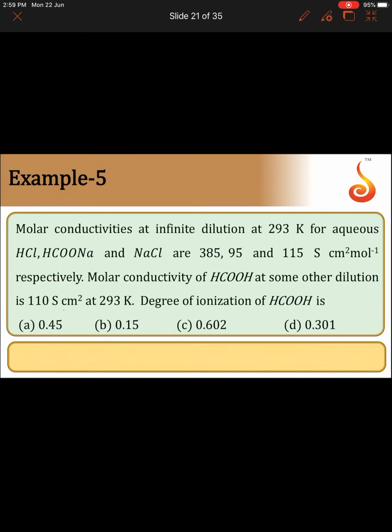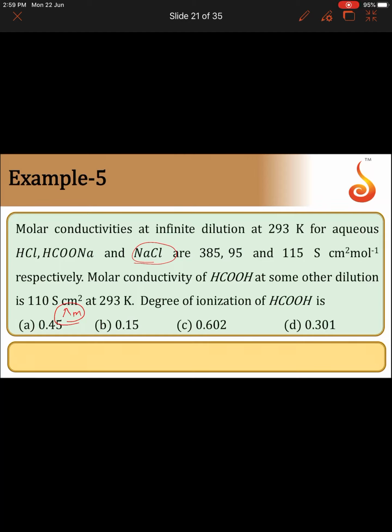Here 110 is the lambda m value. By using the lambda m naught values of HCl, HCOONa and NaCl, we need to find the lambda m naught value of the formic acid. To calculate lambda m naught value for formic acid, that is HCOOH, first we need to identify out of these three strong electrolytes which is having two common ions. Here NaCl is having the two common ions.